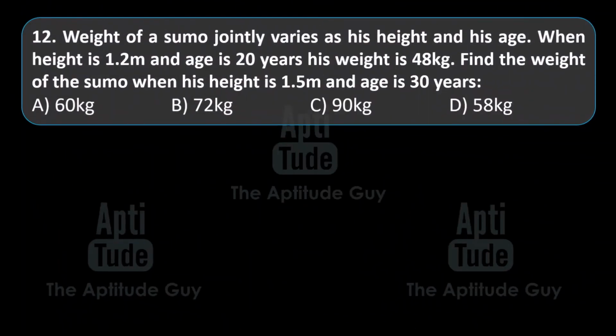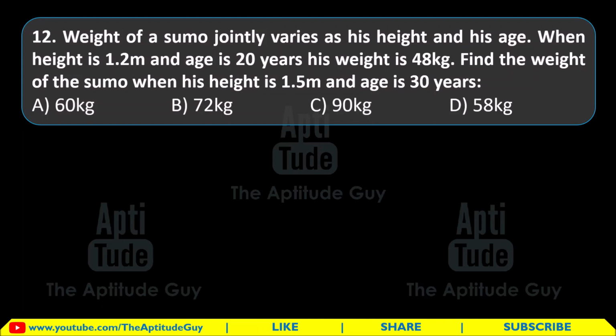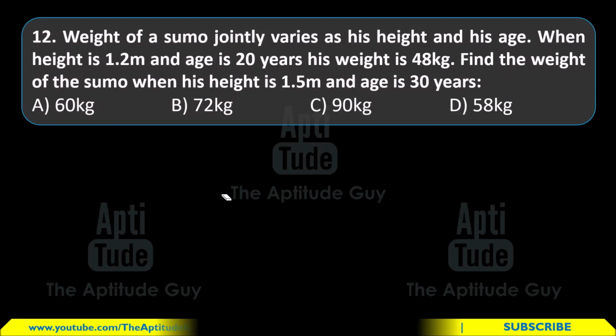Question number 12. Pause the video, try to solve it, and then come back. Alright, let's do this. Weight of a sumo jointly varies as his height and his age. What does this mean? Now, weight of a sumo jointly varies. That means it's directly proportional.